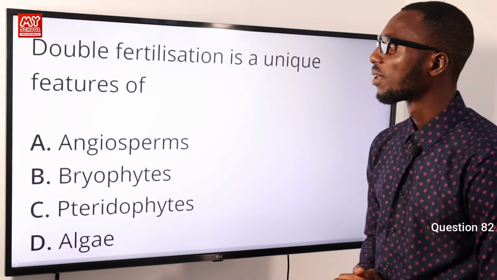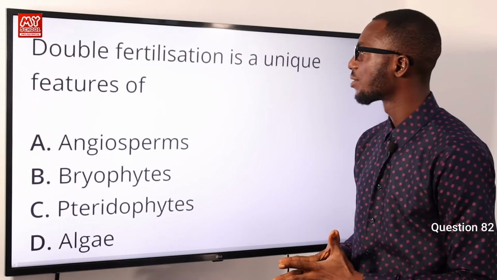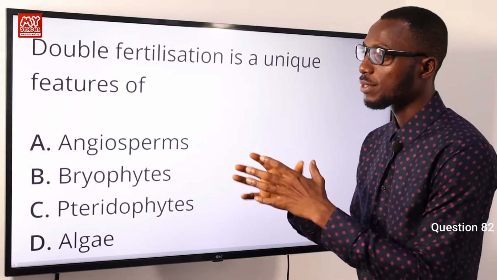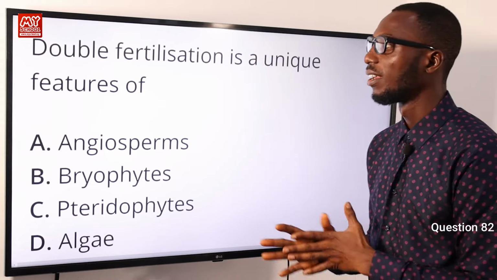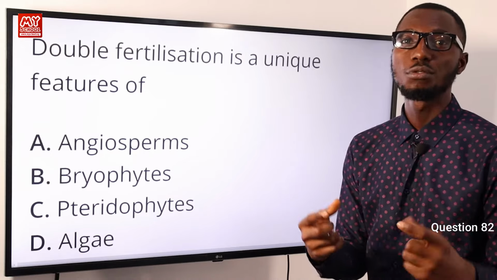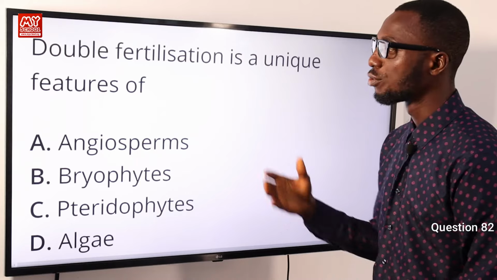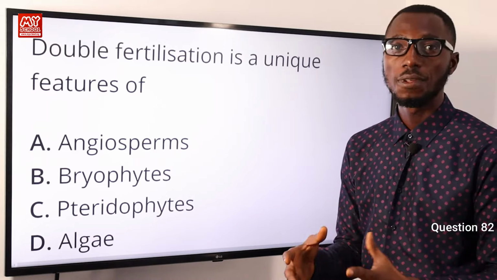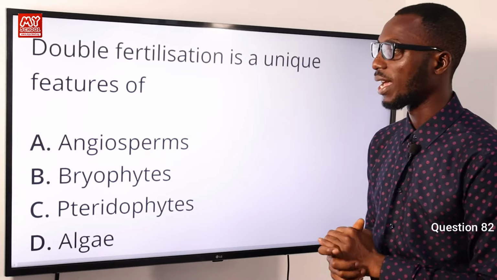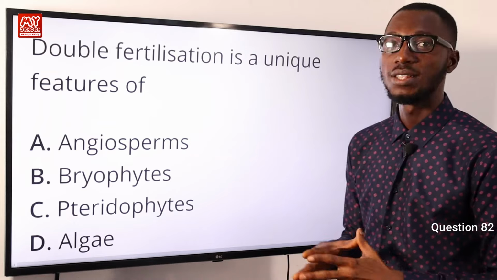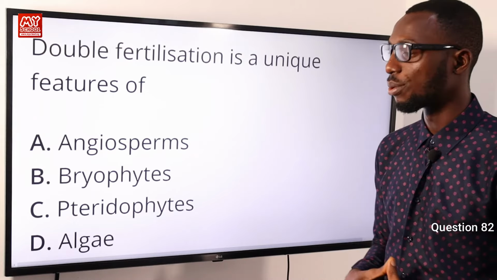Question 82. Double fertilization is a unique feature of what? Of angiosperms, that is flowering plants. Double fertilization can be described as where we have two male gametes joined to, or fertilizing, a single female gametophyte, and this has its own advantages. So the correct option here is option A for angiosperms.